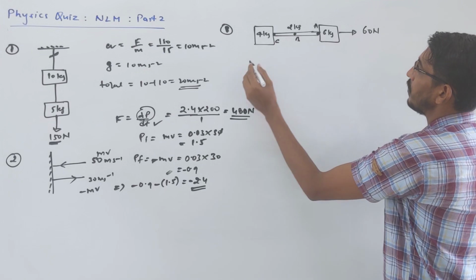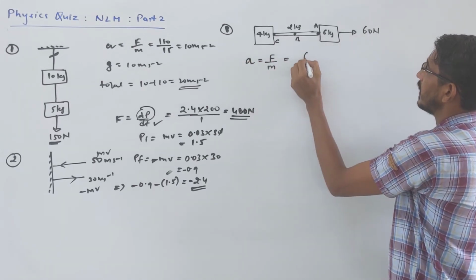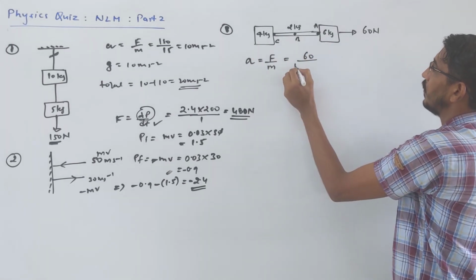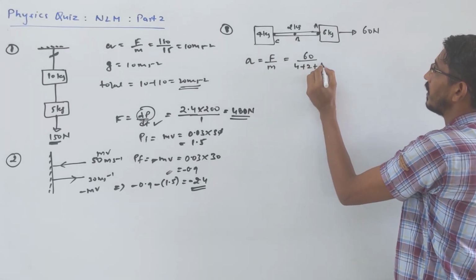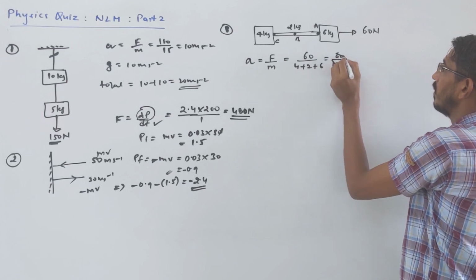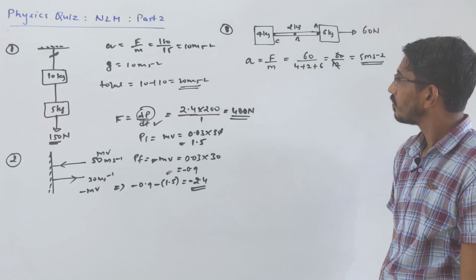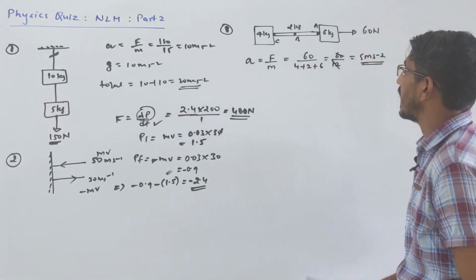To calculate this, first you have to calculate the acceleration of the system. That's net force by total mass. Net force applied is 60, no friction here. So 4 plus 2 plus 6, 60 divided by 12. This becomes 5 meter per second square. Now let's take FBDs.